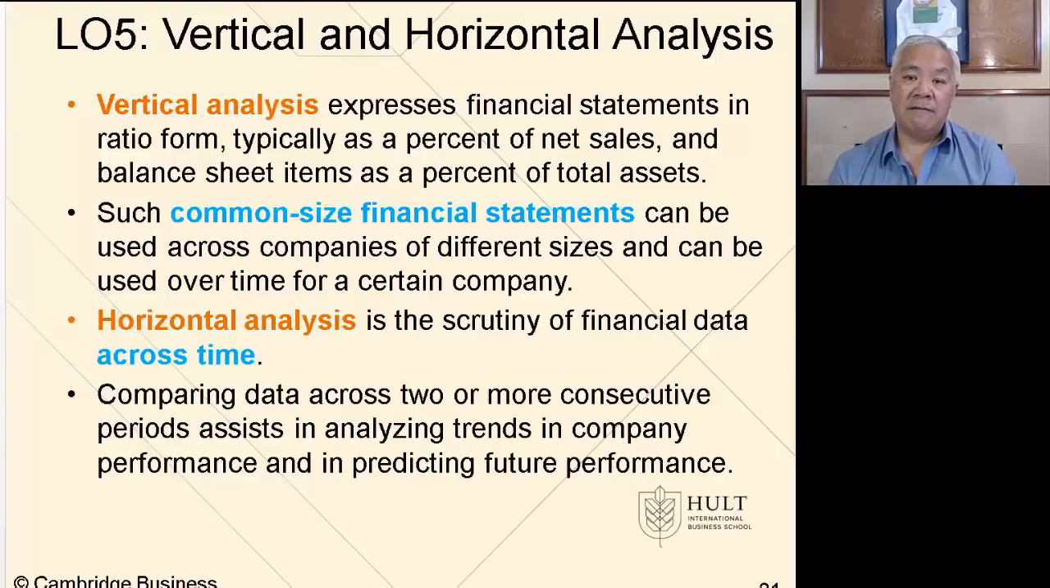The other method of analysis is horizontal, this way. And usually this means a time dimension. So looking at a company and how its ratios evolve over time gives you a sense of whether things are getting better or worse or mixed. So let's look at some examples.